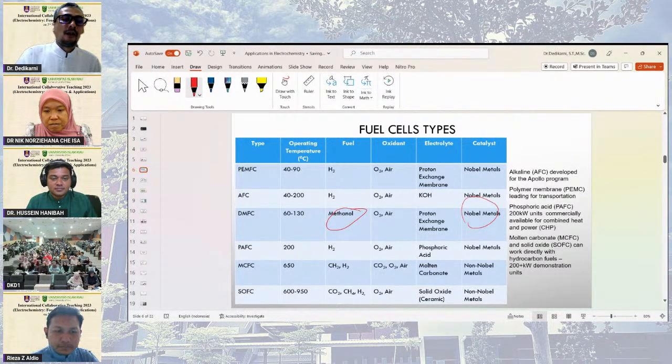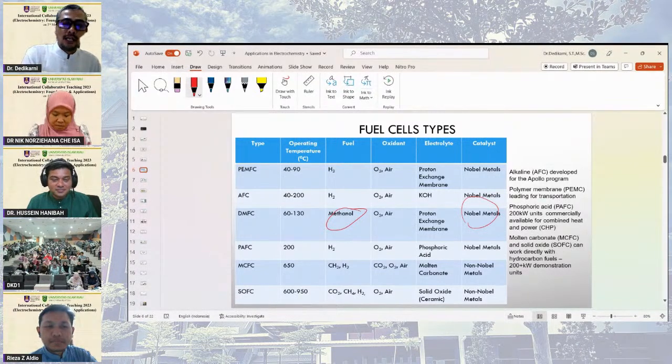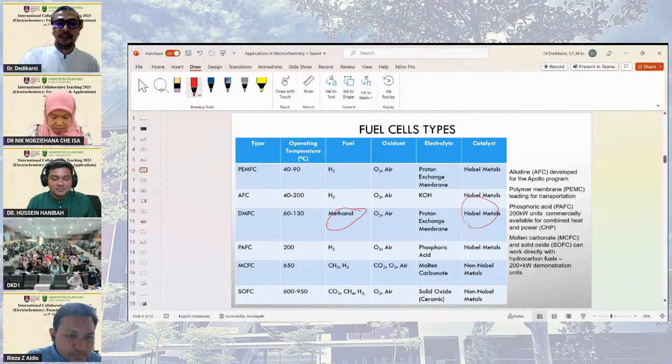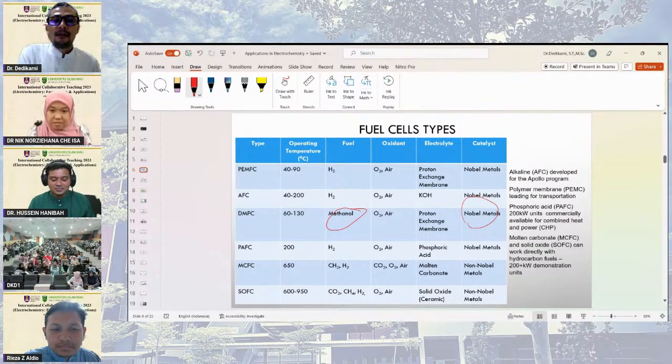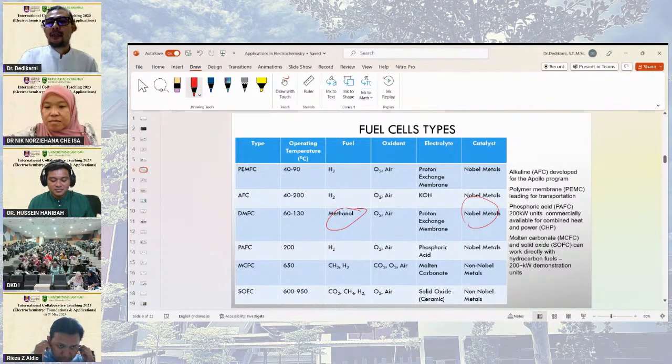And the phosphoric acid fuel cell needs a 200 operating temperature, still hydrogen for the fuel and oxygen or air as oxidant, but it needs phosphoric acid as electrolyte, and then still needs noble metals. This unit is commercially available for combined heat and power systems.